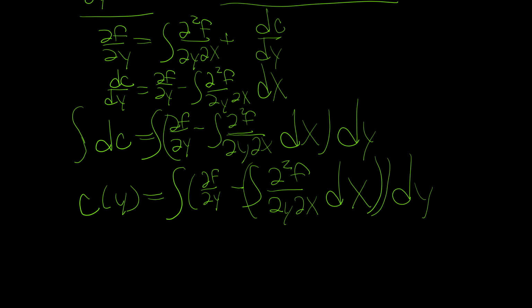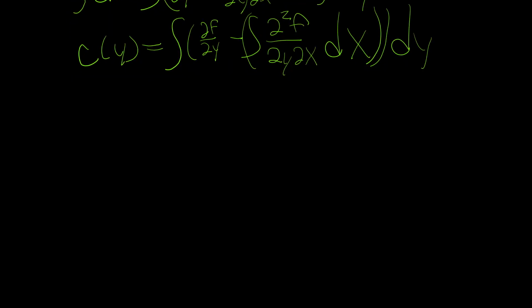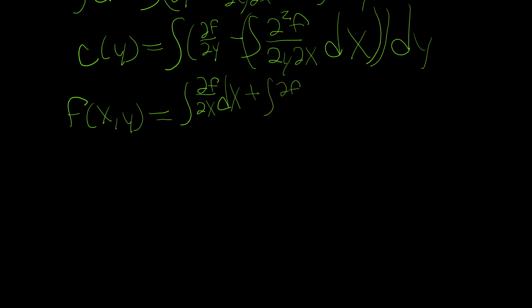So the final answer for our function then, f of xy, assuming that we have both partial derivatives of the function and we know that the function is fully continuous on a closed bound, then f of xy would be equal to the integral of partial f with respect to x dx plus, and this whole thing is the constant of integration, the integral of partial f with respect to y minus this other integral within it, partial squared f partial y partial x dx, dy.